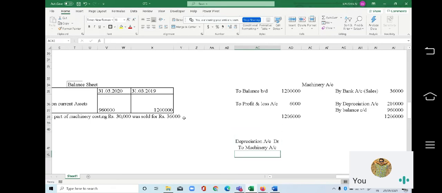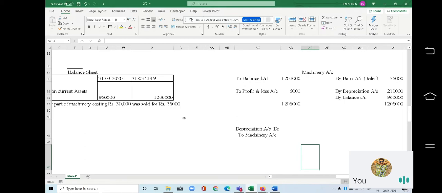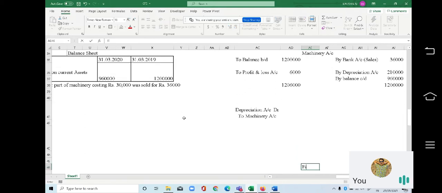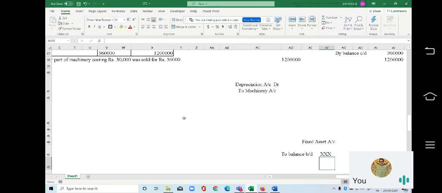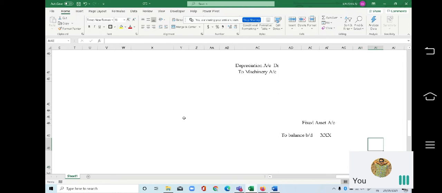So let me now draft and show you the fixed asset account, how it will be. Okay, let it be anything. Fixed asset account. Opening balance will be on the debit side. So the closing balance of that will be on the credit side. Able to understand? The closing will be on the credit side.